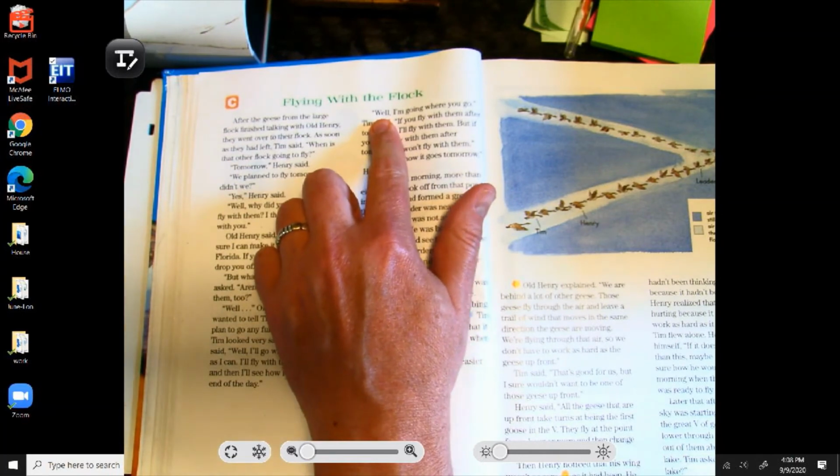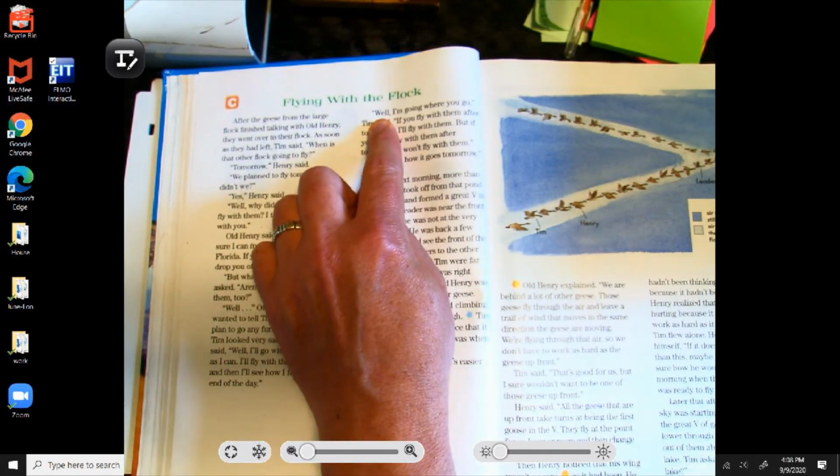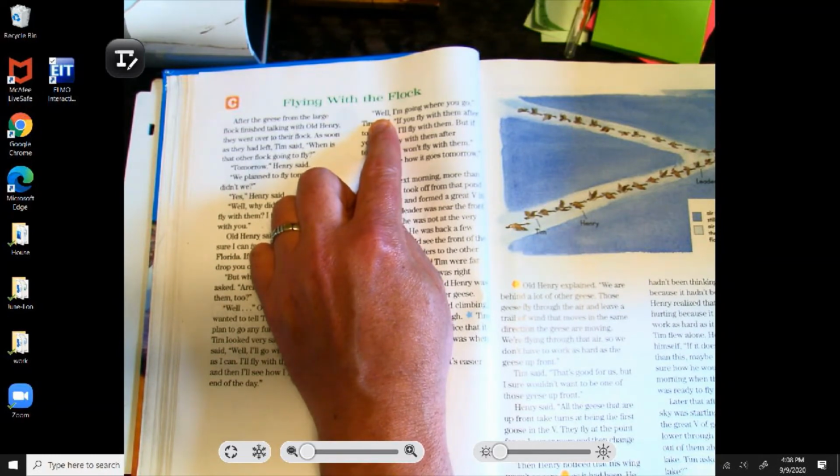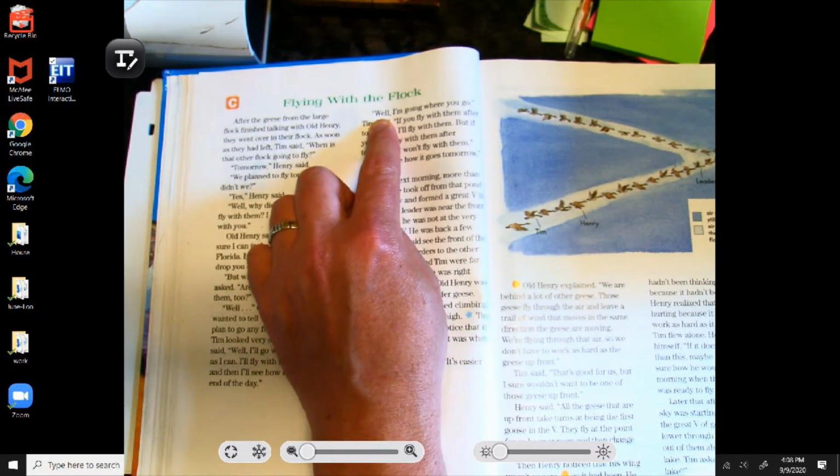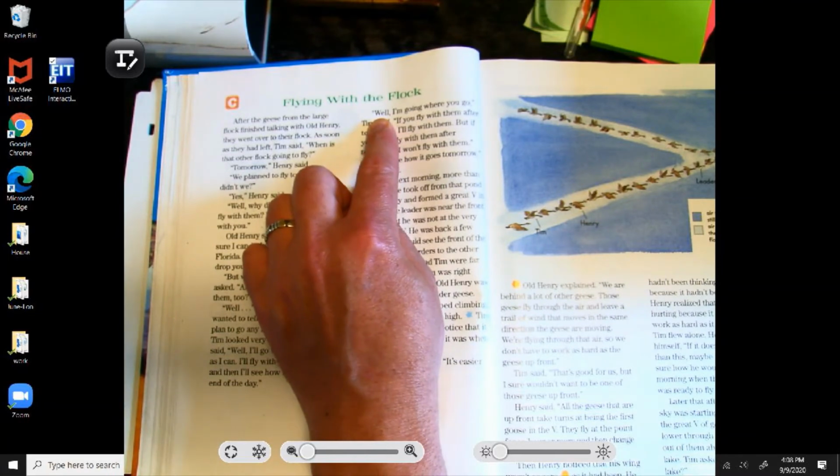Scholars, hold that spot for a moment. So, did you notice that Henry didn't tell Tim what he really wanted to do? What is it that Henry really wants to do? Right, he wants to stop, right? He doesn't want to fly any farther south. But what did he now tell Tim he would do? Yes, he said he'd fly with him the next day and go as far as he could. So, scholars, Henry's already changed his mind again to help out Tim. He's being very just.